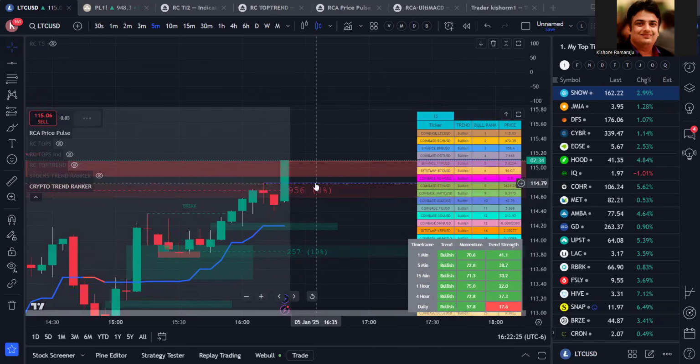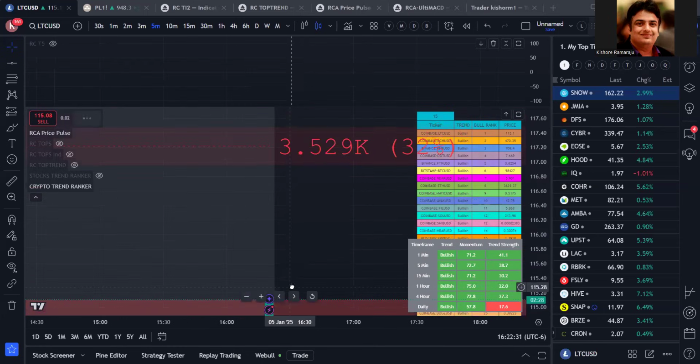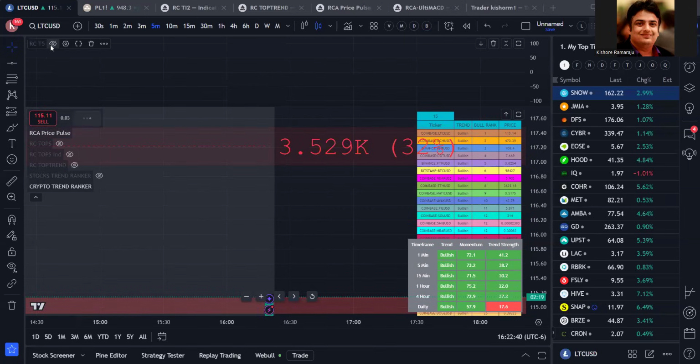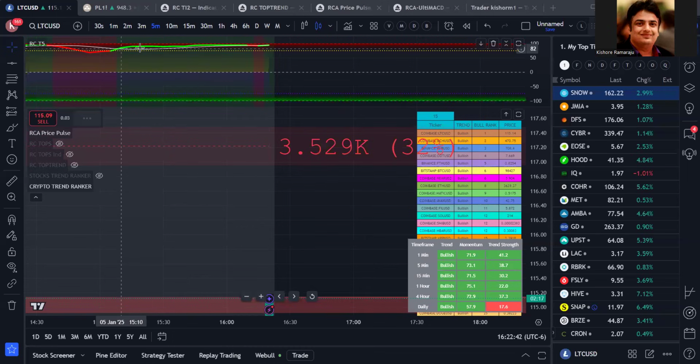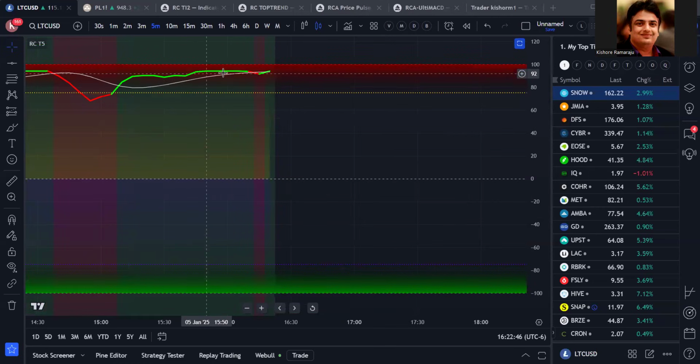Yeah, it continues to go, right? There are more buyers than the sellers, so it is breaking the resistance. So here you have huge sell orders. Maybe 117.20 is the next target. So now if I open my T5, I can see that buyers are still in control. It is overbought, but still buyers are in control.